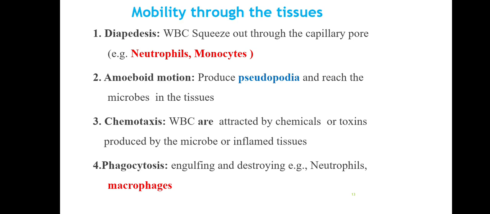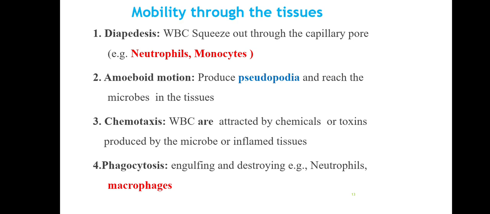So basically, these white blood cells need to leave the bloodstream and go to the tissue, but they need to cross the capillary membrane. How do they cross the capillary membrane? These are some of the ways a white blood cell is going to leave the bloodstream and find itself in the tissue. The first one is what we call diapedesis. What is diapedesis? Diapedesis is when the white blood cells squeeze out through the capillary pore, because the capillary membrane becomes leaky in inflammation.